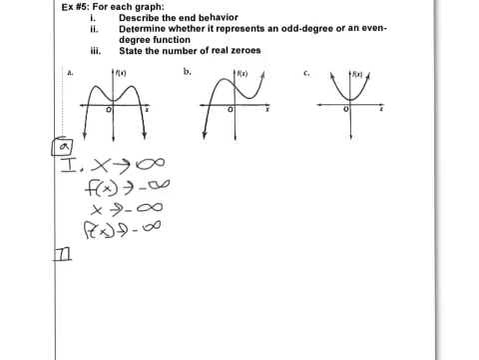What's the next one? They want to know, determine whether it represents an odd degree or an even degree function. We'll take a look. They're both ending in the same direction. We said earlier that's what even degrees do. So, even. And this one says state the number of real zeros. The number of real zeros is how many times it actually crosses the x-axis. Well, this looks like it's actually a fourth degree function. It has 4 zeros. Only 2 of them are real. The other 2 will probably end up being imaginary. So we're going to say this one has 2 real zeros because it crosses the x-axis twice. So 2. All right, I'm going to let you guys try these 2 on your own, and then I'll put the answers up in just a second.